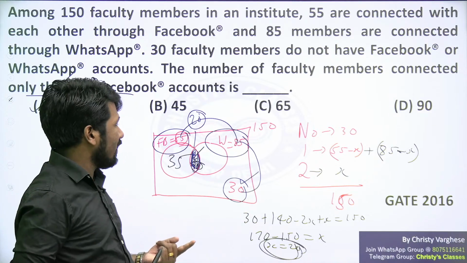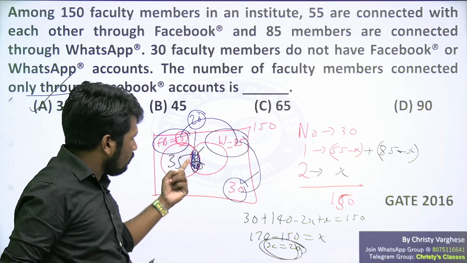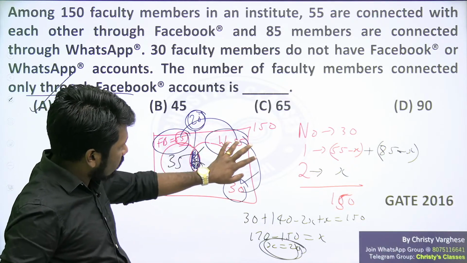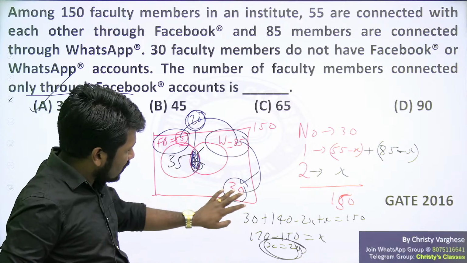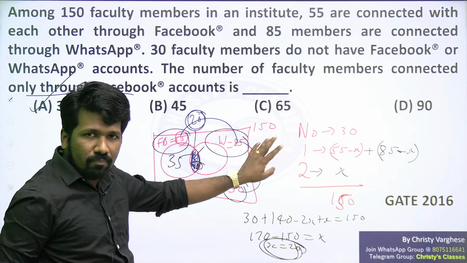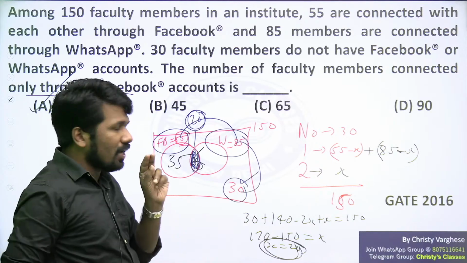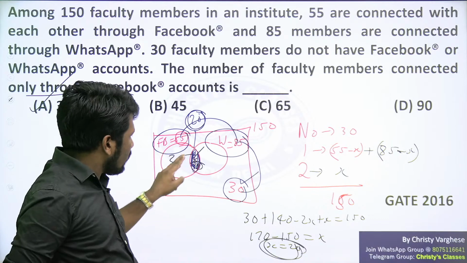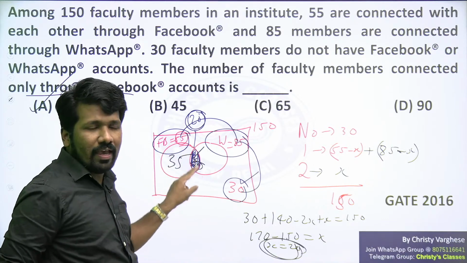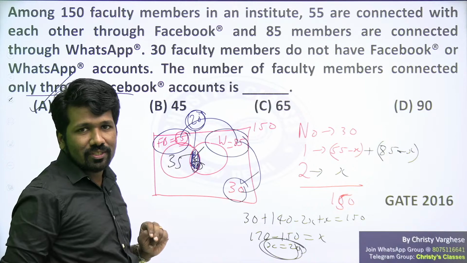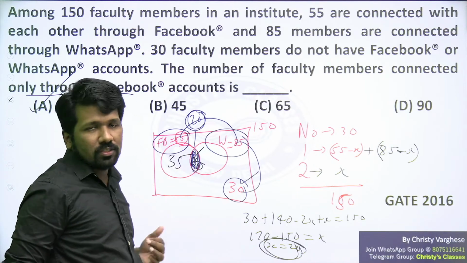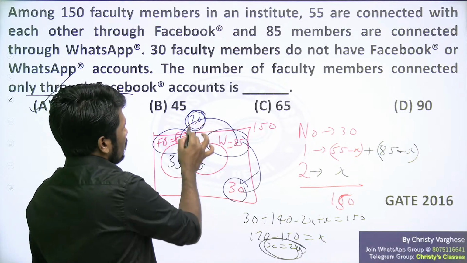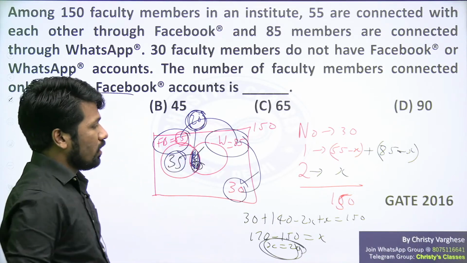Are you all understanding that? So WhatsApp and Facebook using people is 20. We can find it: 55 plus 85, 140, plus 30, 170. But the total is 150 people only. So those 20 people are the people we counted twice. This intersection is the portion where we have counted twice. So we can say that Facebook and WhatsApp using people is 20. 170 minus 150, 20. Then once you get that it is 20, this is 35. Directly you can do that.